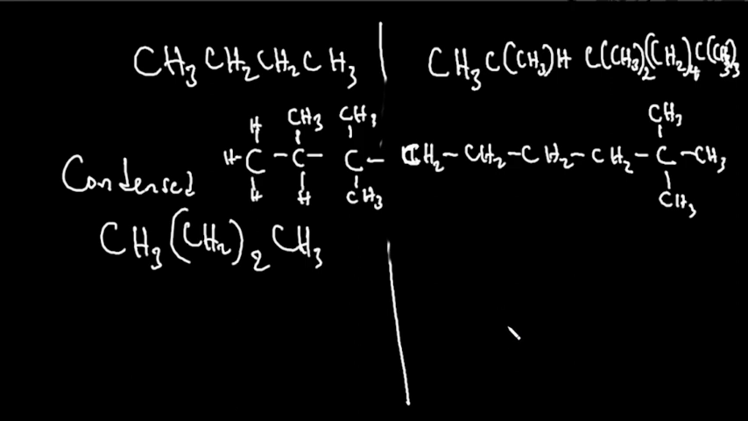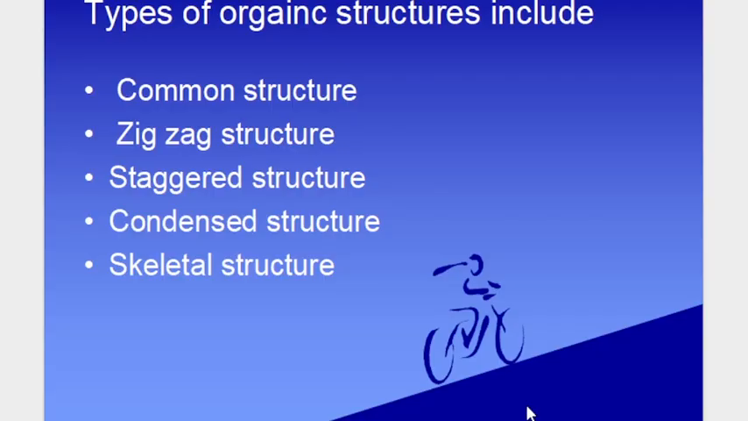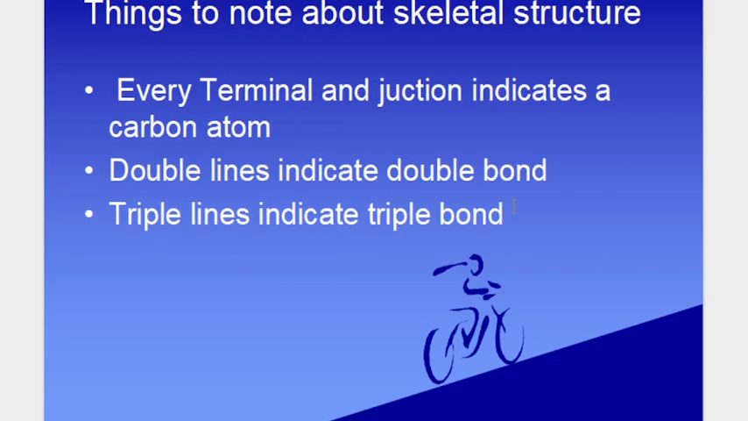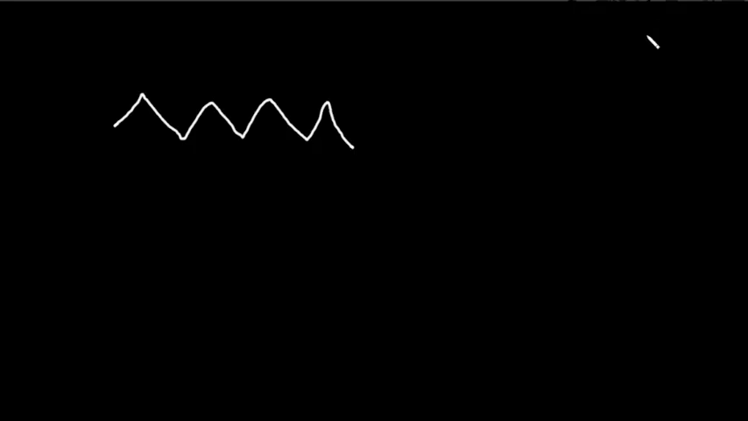Then we go into the next type of structure, which we refer to as the skeletal structure. Skeletal structure is basically lines. So once you consider a skeletal structure, you are basically looking at lines. What must you take note of about the skeletal structure? Every terminal and junction indicates a carbon atom. That's the first thing. So once you see a terminal or a junction, it indicates a carbon atom.